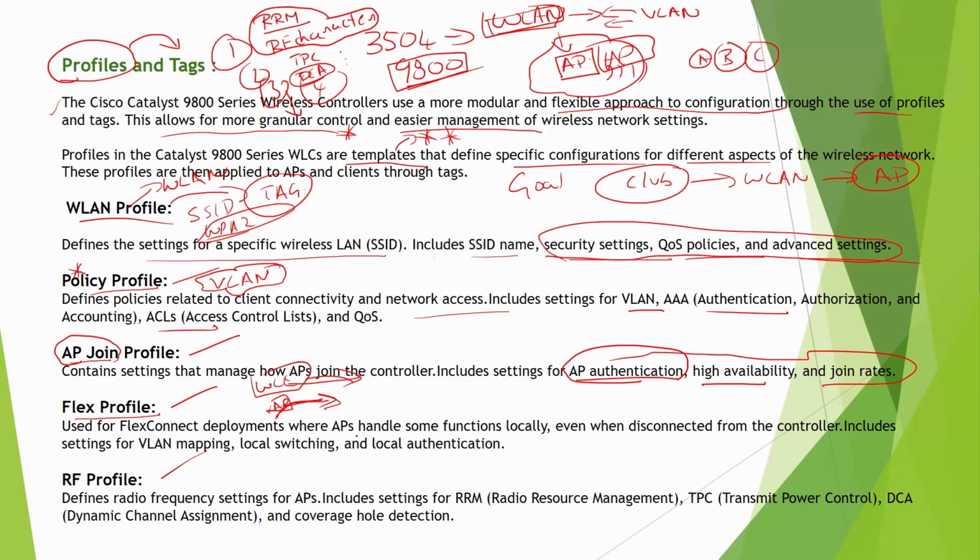So in FlexConnect deployment, APs handle some functions locally even when disconnected from the controller, and it includes settings for VLAN mapping, local switching, and local authentication. So if the WLC loses connection with the AP, the AP is still intelligent enough to switch the data traffic. For that, we need to have VLAN mapping, local switching, and local authentication enabled. So that configuration will be present in the Flex profile. Then we got the RF profile. In the RF profile, all the RRM settings will be defined. For example, transmit power control, DCA, coverage hole detection. So all these things will be defined in the RF profile.